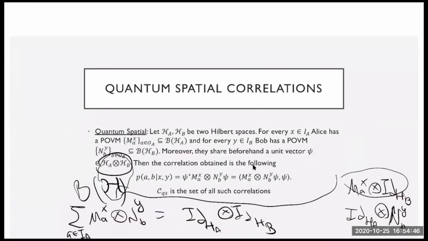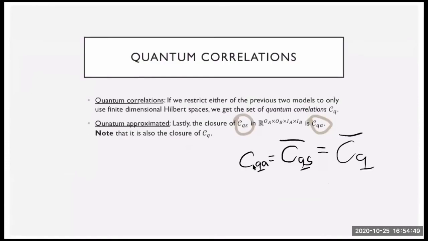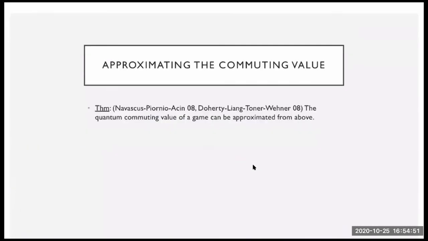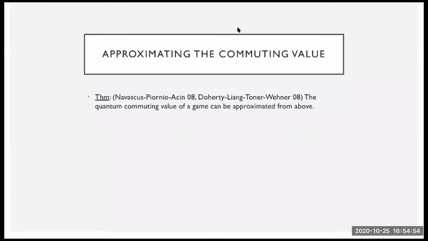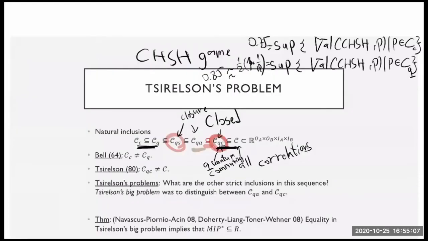Other questions? Someone. So the question on the chat, I don't know if it was discussed. I didn't pay attention to what was discussed, but do we really know that CQ is strictly included in CQS? That's a great question, but I don't want to spoil the answers. So all of these inclusions are known whether they are equalities or inequalities. So this is all Tsirelson's problem, it is all known now. I will say it after the break, okay?